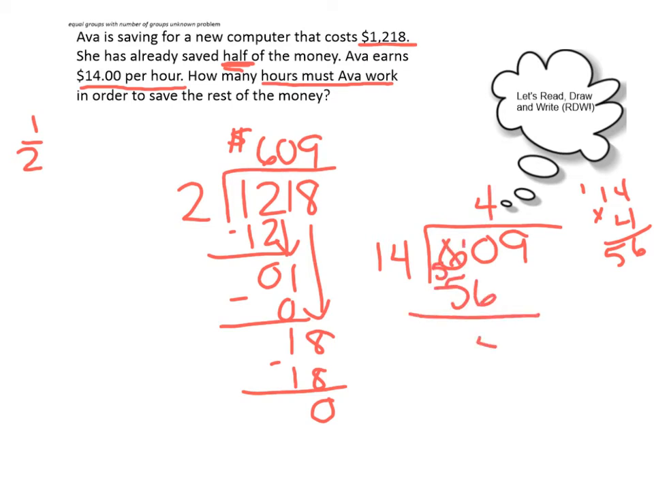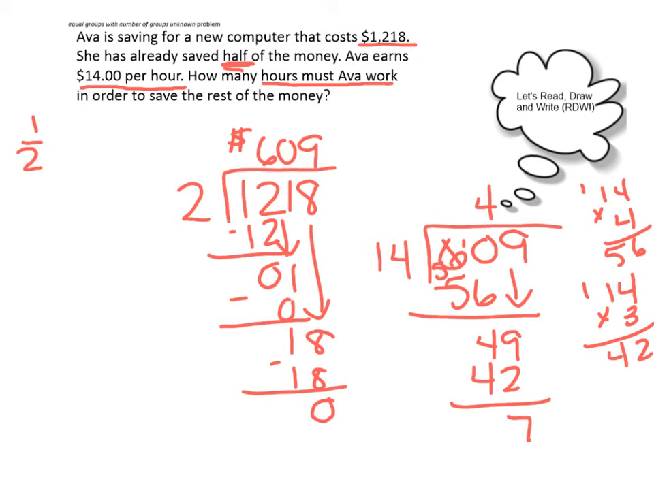I'm going to subtract, and I get 4 left. Bring down my 9. How many times will 14 go into 49? Well, I know 4 times 4 is too big, so I'm going to do times 3. 3 times 4 is 12. 3 times 1 is 3, plus 1 is 4. I get 42, and I get 7 left over out of 14.